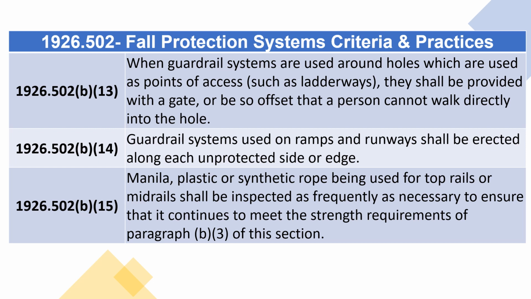1926.502(b)(13). When guardrail systems are used around holes which are used as points of access, such as ladderways, they shall be provided with a gate, or be so offset that a person cannot walk directly into the hole. 1926.502(b)(14). Guardrail systems used on ramps and runways shall be erected along each unprotected side or edge. 1926.502(b)(15). Manila, plastic or synthetic rope being used for top rails or midrails shall be inspected as frequently as necessary to ensure that it continues to meet the strength requirements of paragraph (b)(3) of this section.